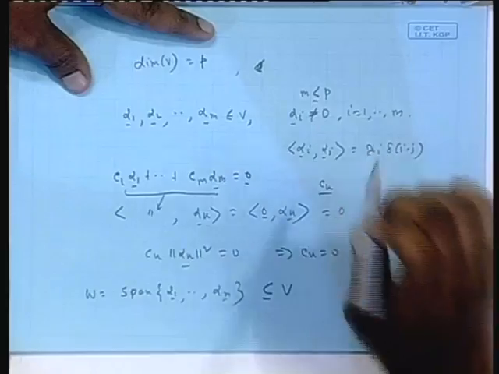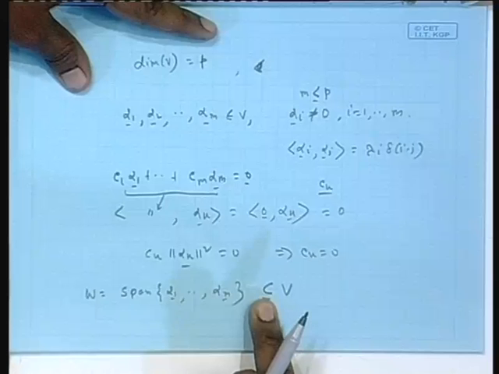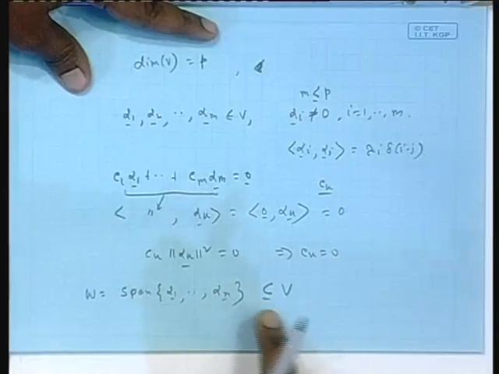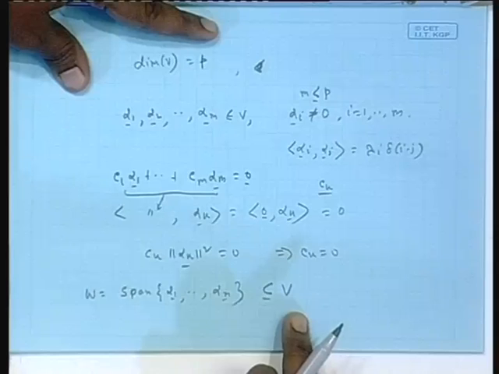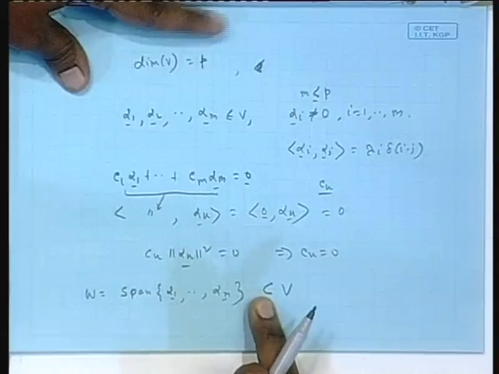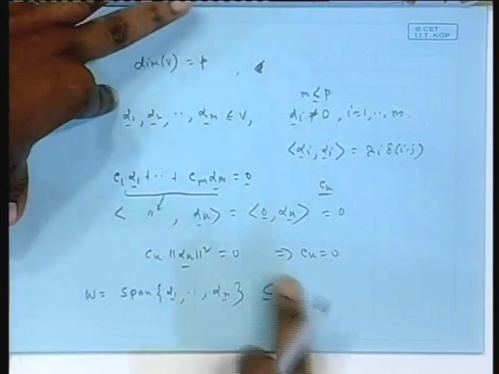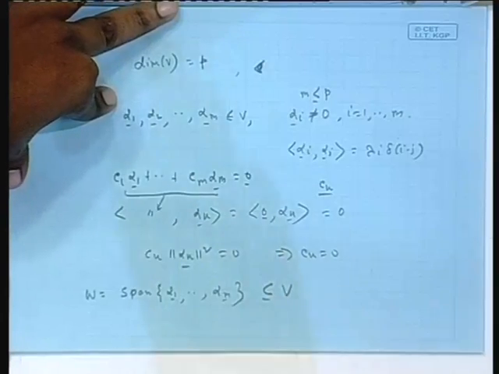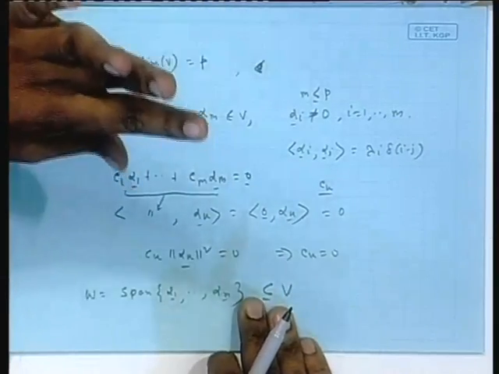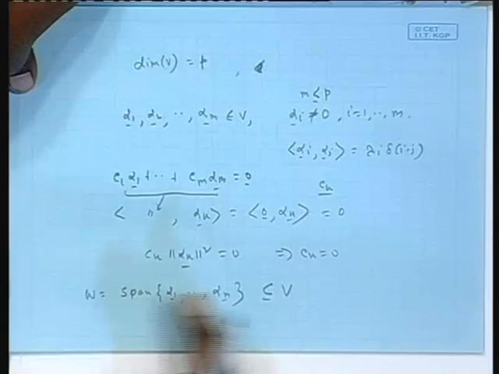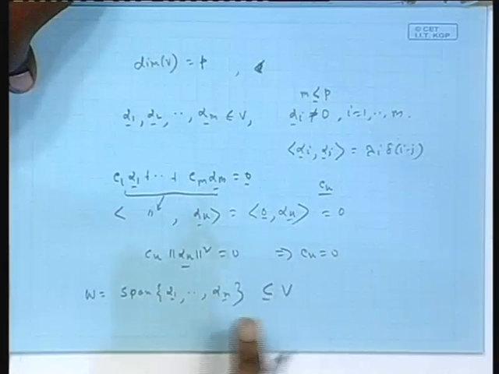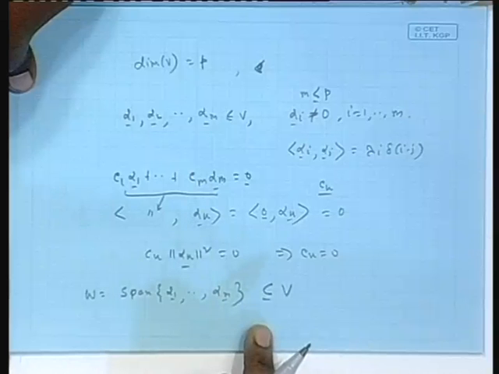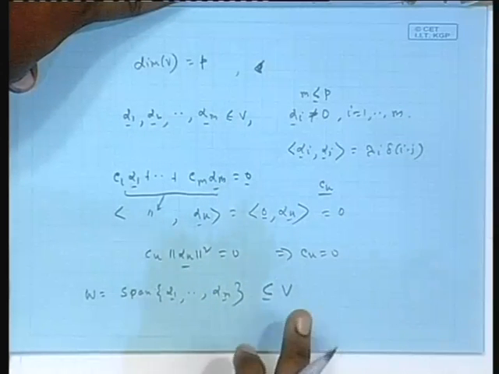Here also suppose you have got alpha 1 to alpha m and m is equal to p. In that case, you can easily see that W has to be equal to V. W is always contained in V or equal to V. W cannot be above V, because each alpha is an element of V. So, any linear combination of alpha 1 to alpha m is an element of V. So, W is a subspace of V. The question is, is it a proper subspace, or is it equal to V?